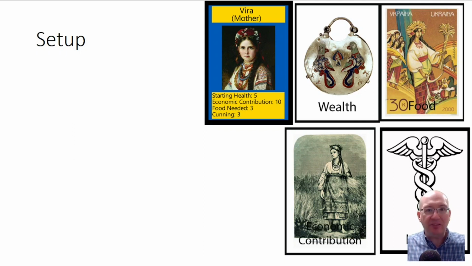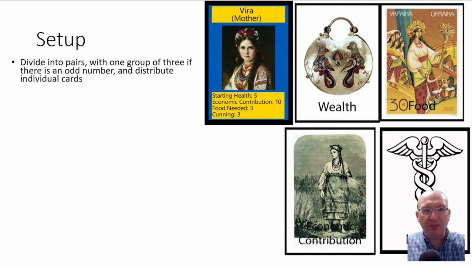So we need then to set up the board. So the first thing is, and again, this is where it helps you to have the instructions up there because it's easy to forget: divide into pairs with one group of 3 if there's an odd number, and distribute individual cards. So I'll tell students, okay, you two. Oh, I see we've got a group of 3. That's fine. You're a group of 3. And then I go around and give them cards and I say, you're going to receive one of these cards. This is who you're going to be playing in this simulation, right?